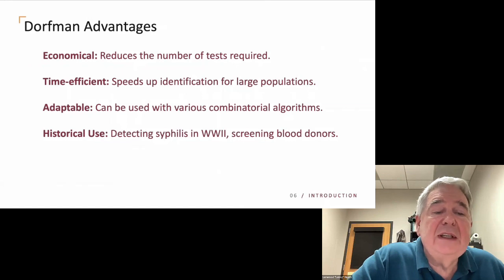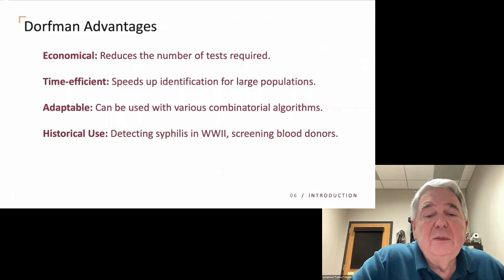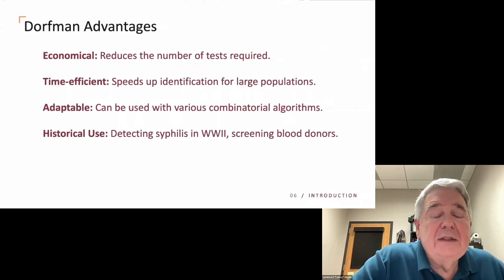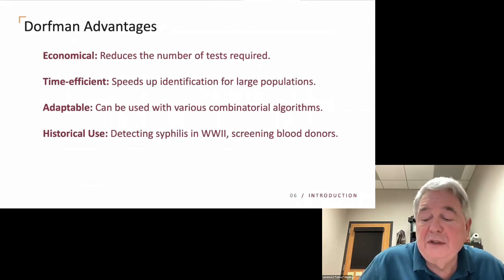Dorfman two-stage testing is also adaptable in various ways to be even more interesting in terms of doing multiple tests that are combinatorial in nature to identify who is infected. Dorfman originally invented this scheme to test for syphilis during World War II, and this kind of group testing is still used in the blood donation situation.